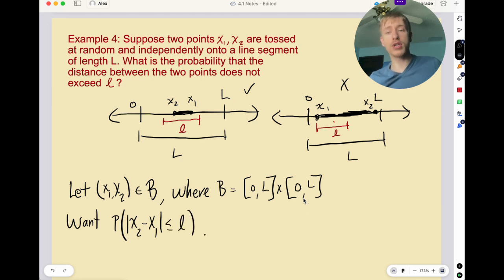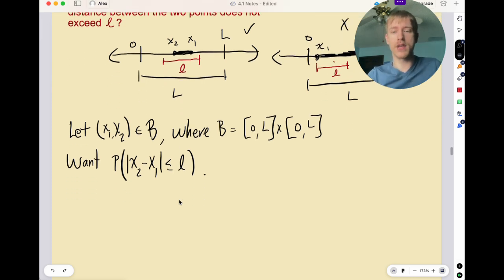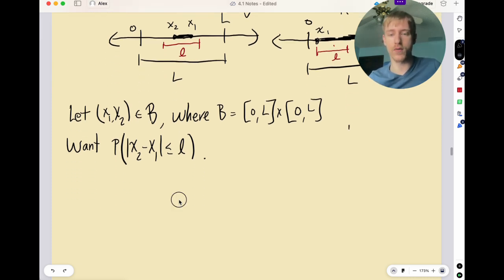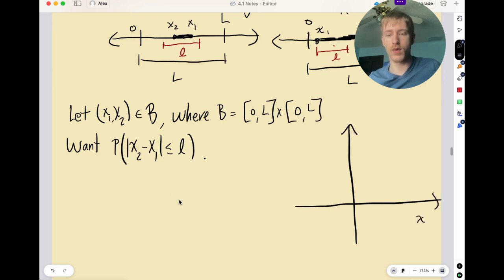Okay, but unfortunately in this setup, we can't directly find that probability because I only taught you how to find the probability of a subset of the region B. So what we're going to need to do is sketch the xy plane, or the x1, x2 plane, and come up with the region described by this probability. That's going to be a common theme today. Okay, so let's go ahead and do that. I'm going to draw a graph.